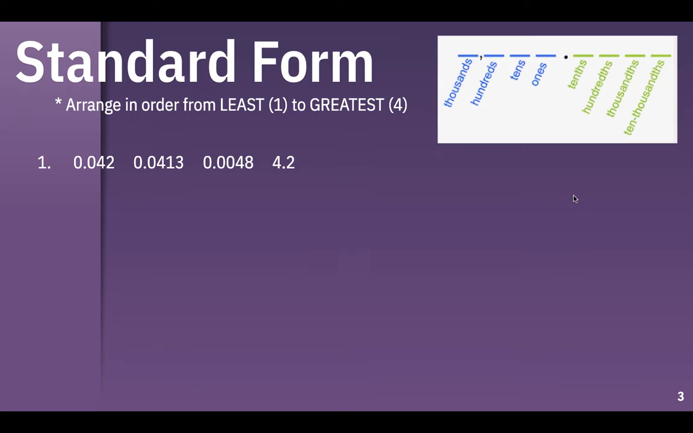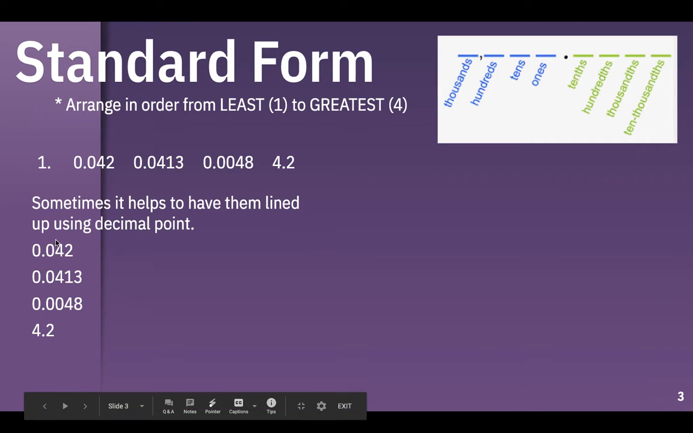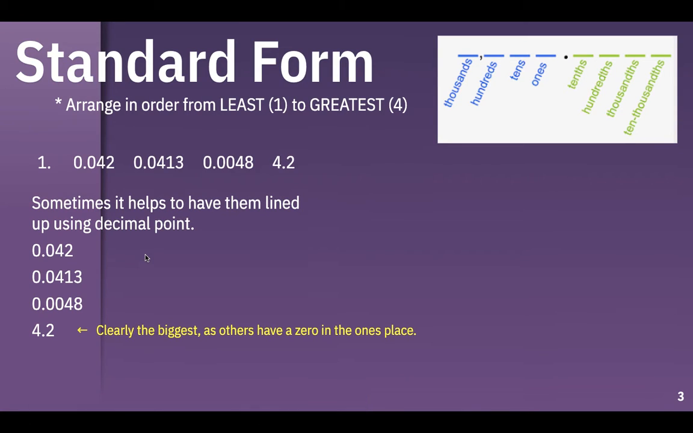In one of the problems, this one, we have to put these four numbers in order from least to greatest, or smallest to biggest. The very first thing you should do is line them up using the decimal point. So take each one of these numbers, 0.042, 0.043413, and line up your decimals. Nice and easy. Then, from there, you're able to determine which one is smallest, which one's biggest.